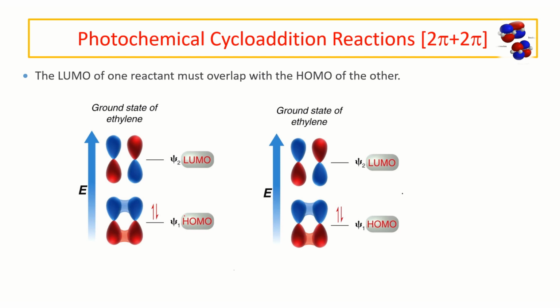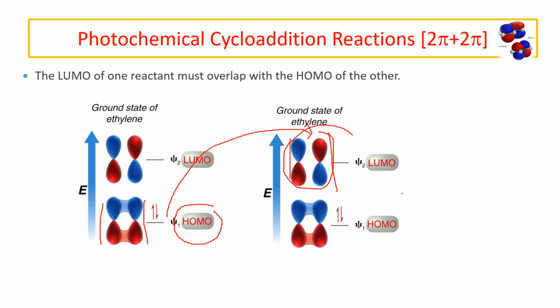You can see that this is the HOMO of ground state ethylene. You can see that it is symmetrical. And this is the LUMO of ground state ethylene. Why? One ethylene molecule reacting with another, that's asymmetrical, so this event will not occur. Asymmetrical to symmetrical will not occur.